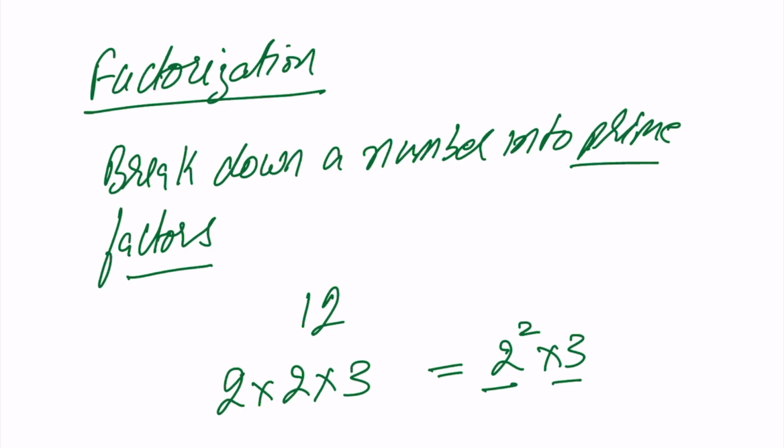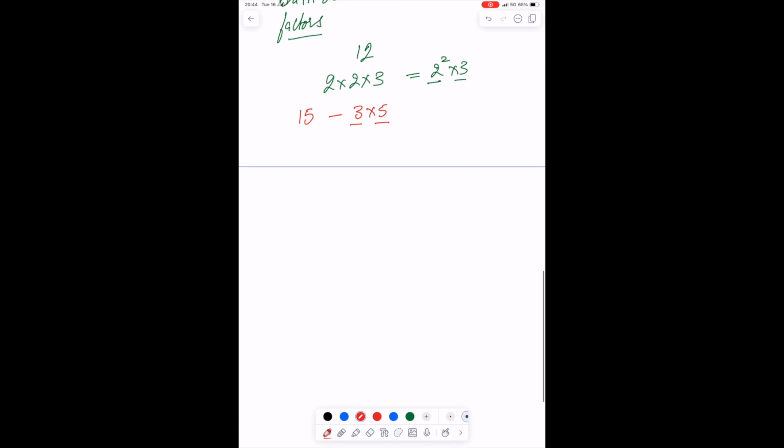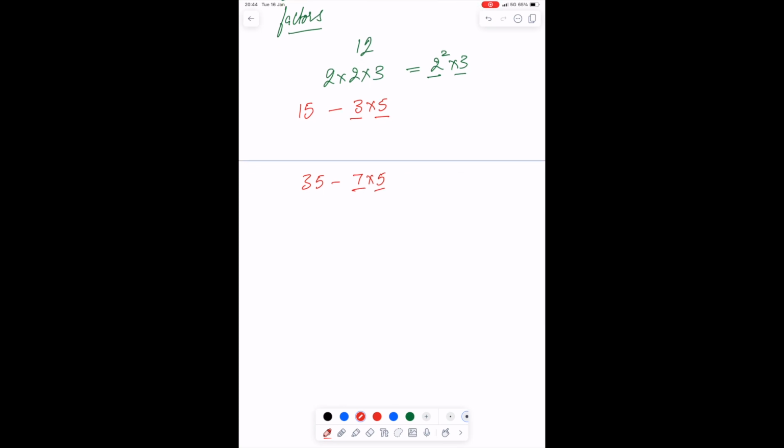Now let's take another example of say 15. So 15 can be written as 3 into 5. So the two prime factors are 3 and 5 for it. If we take another example of say 35, then it is 7 into 5. Again the two factors are 7 and 5. So first we need to know what are prime numbers, and second they are helpful in doing the factorization.